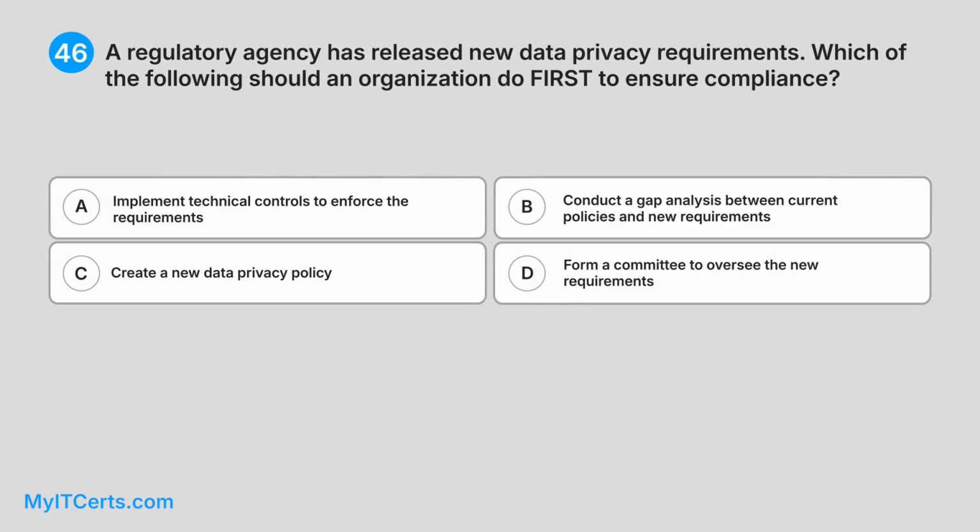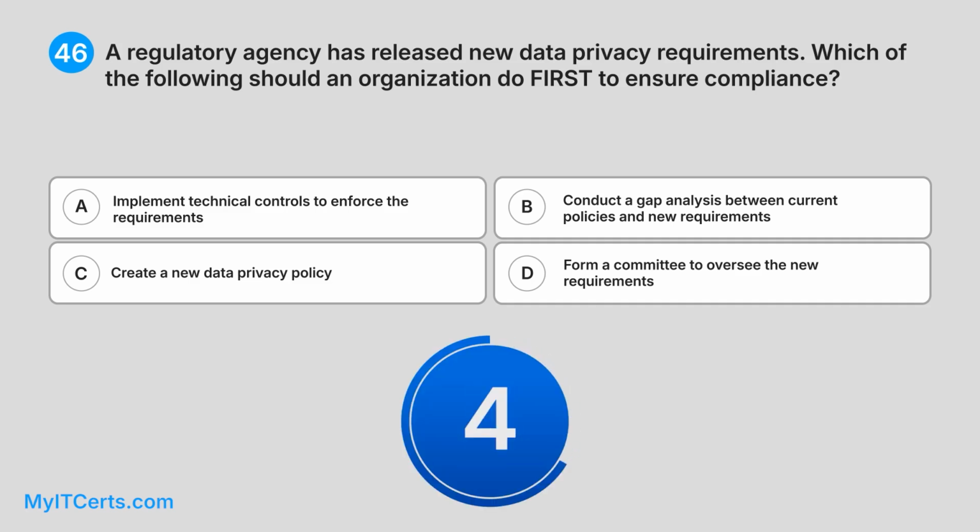46. A regulatory agency has released new data privacy requirements. Which of the following should an organization do first to ensure compliance? A. Implement technical controls to enforce the requirements. B. Conduct a gap analysis between current policies and new requirements. C. Create a new data privacy policy. D. Form a committee to oversee the new requirements. Can you guess the answer?